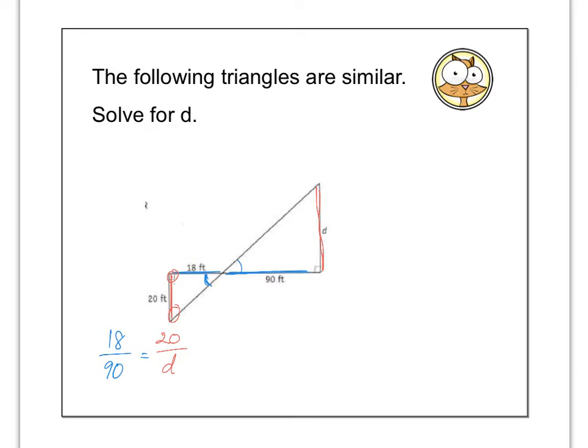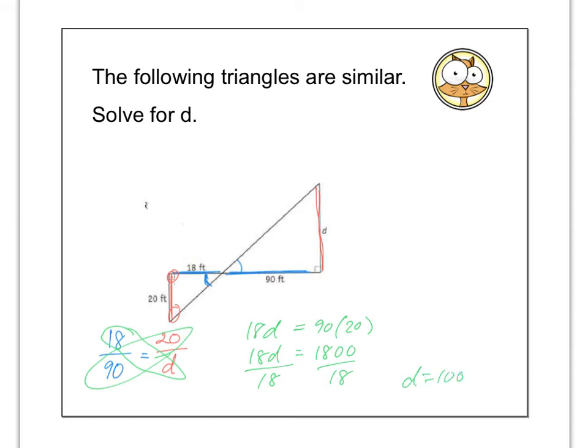So I make a proportion. These triangles are not congruent, they're proportional. And then we cross multiply. So we're going to have 18 times D and then 90 times 20. 18D equals 1800. Divide by 18, and D is 100. And I think there actually is a label here, so we're going to say feet.